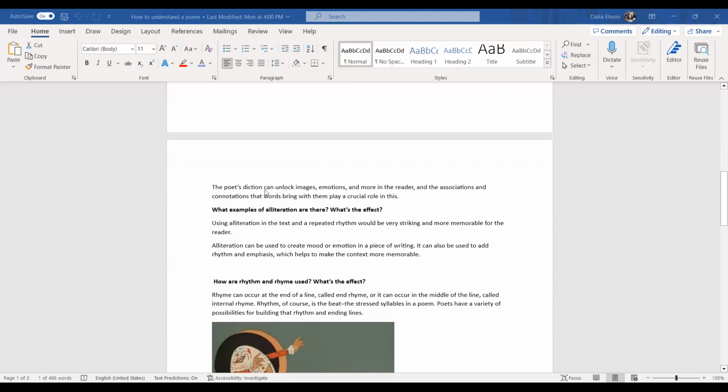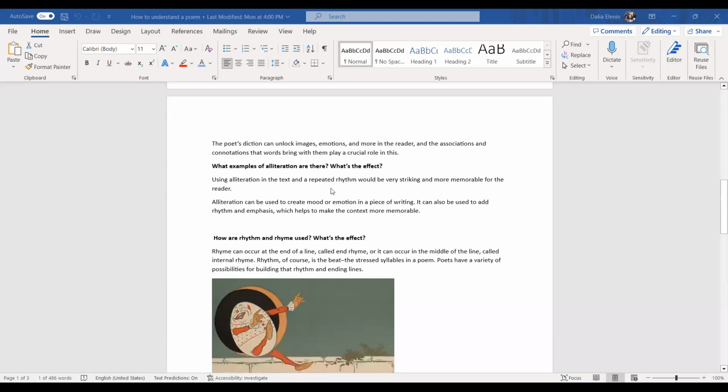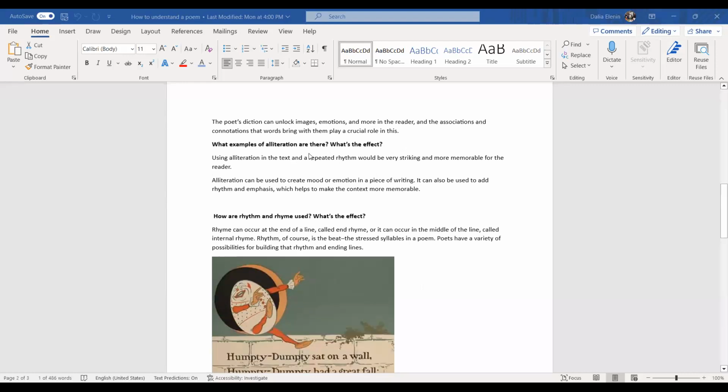So the poet's diction can unlock images. Remember, the poet uses certain words because they wanted to make you realize, and they wanted to give you the feeling. Certain words, what are they? Okay, what examples of alliteration are there? What is the effect? The alliteration is the repetition of the sound.